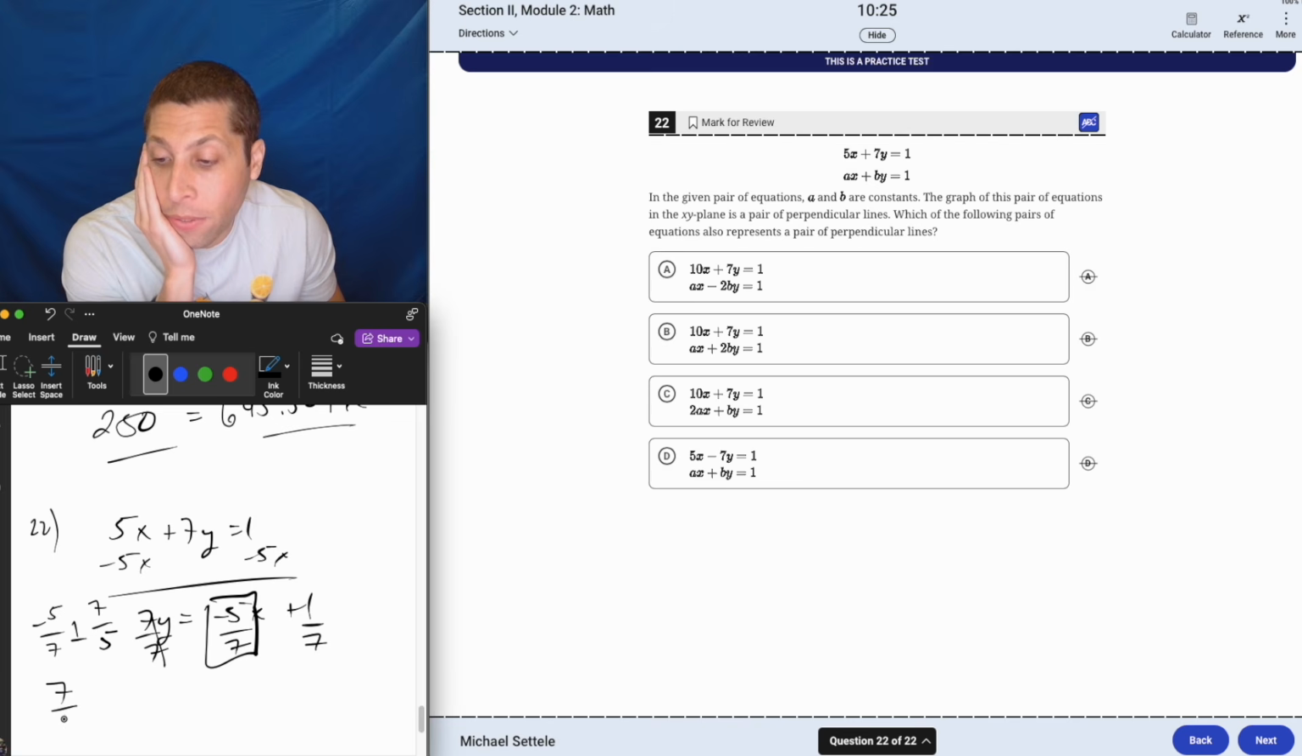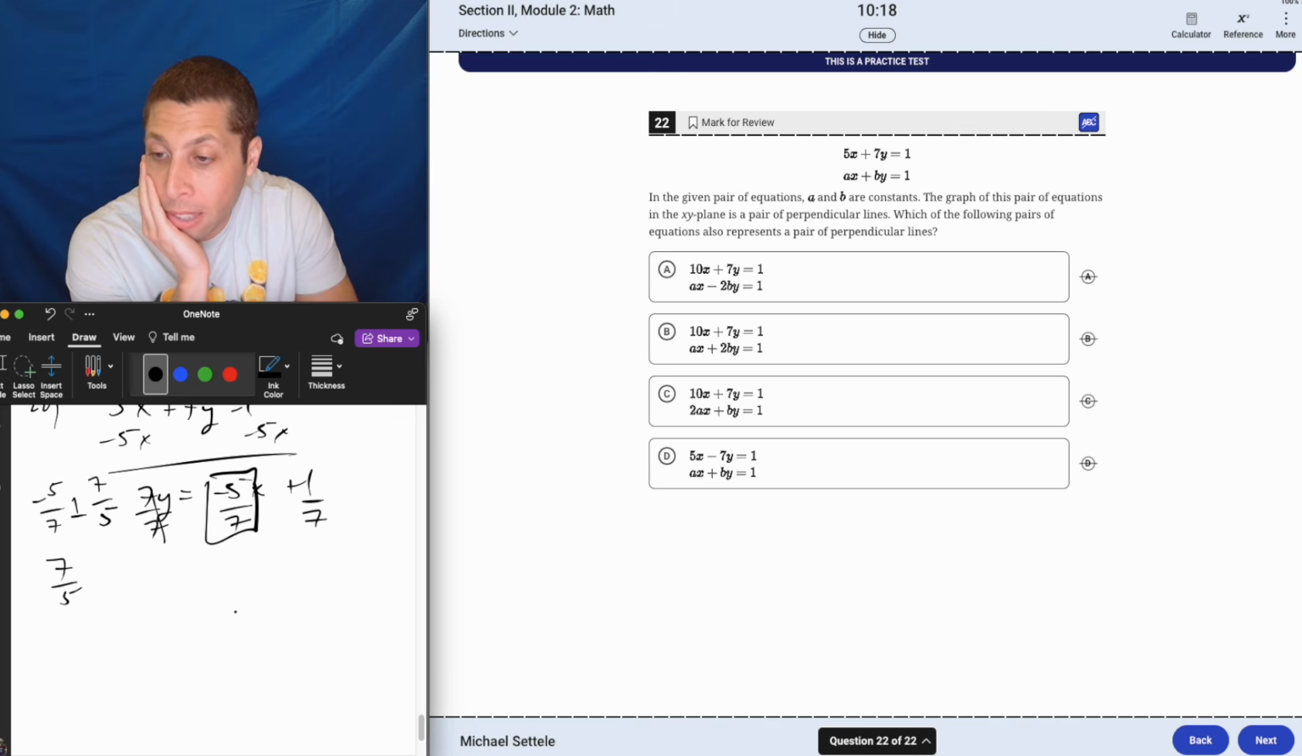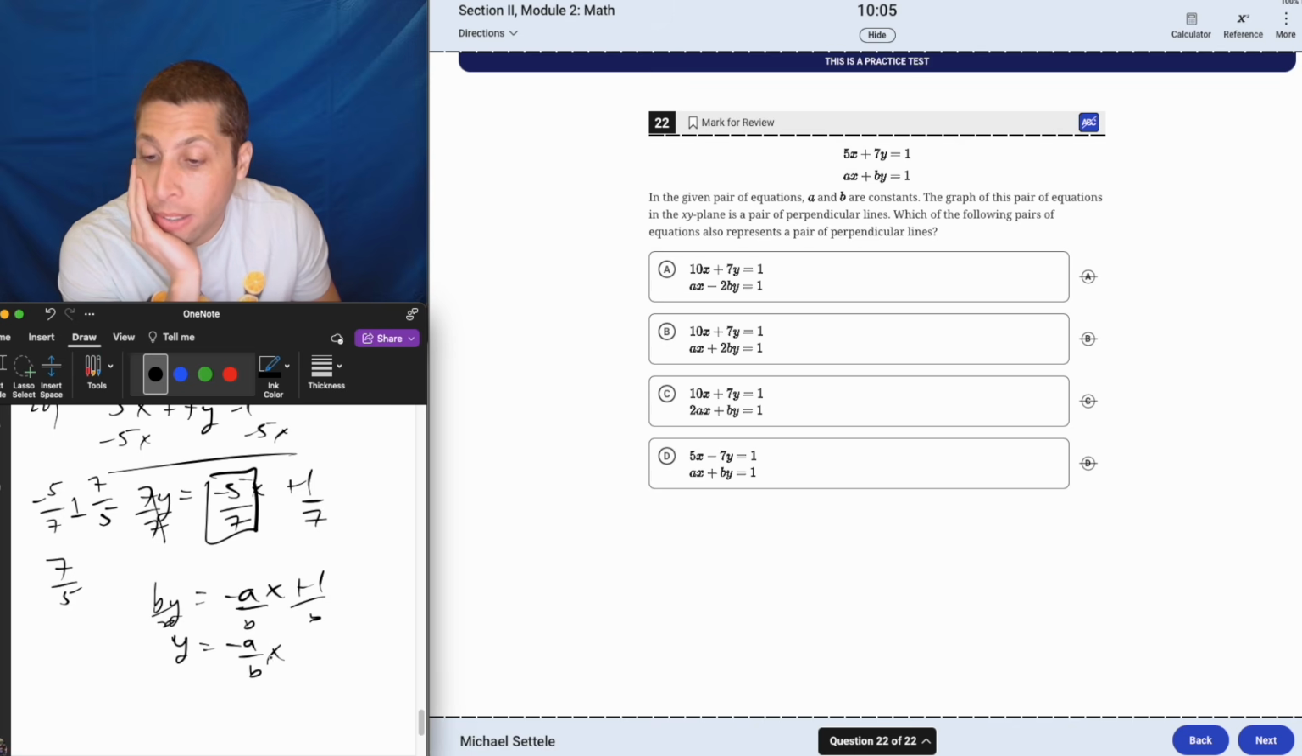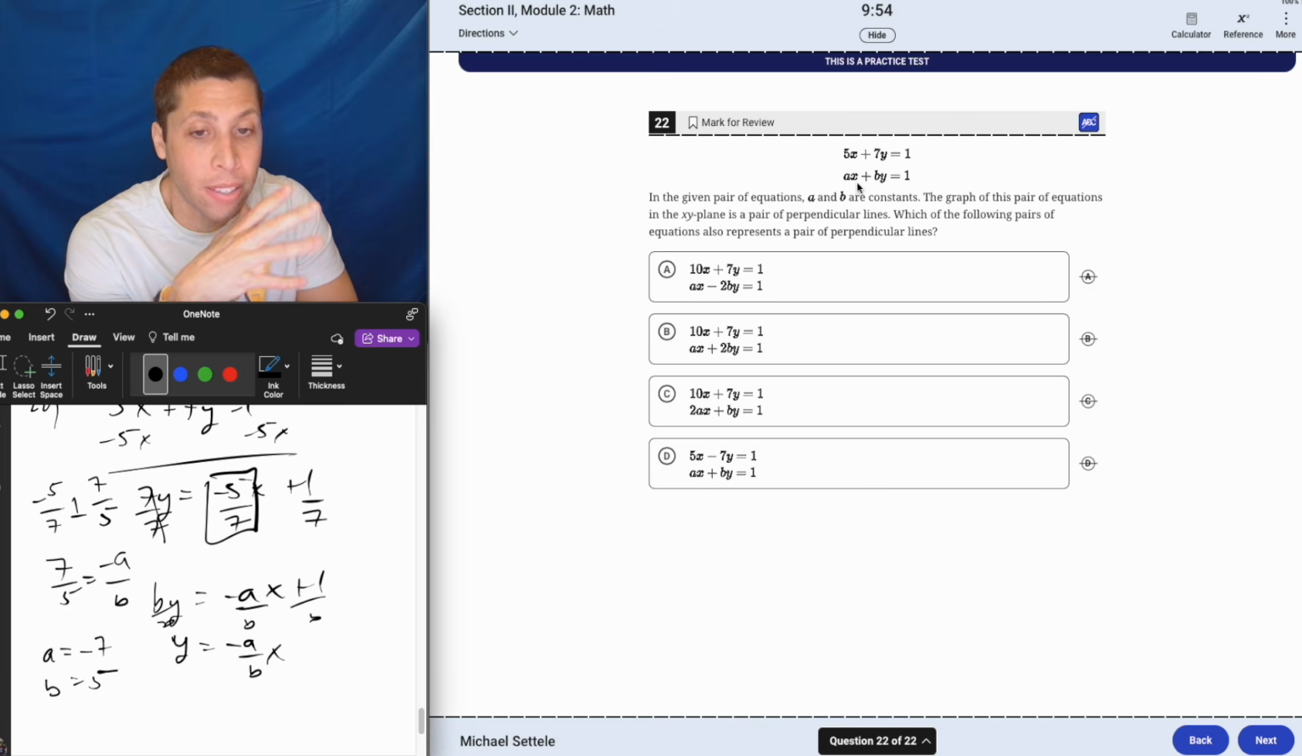7/5. So 7/5 is, I should rearrange the other one. That's the slope I care about. And this would be by equals negative ax plus 1. So y divided by b, divided by b, divided by b is equal to negative a over b plus this other thing. I care about this. So this is equal to negative a over b. So let's say a is negative 7 and b is 5. Right? So that's confusing because they're adding a negative and yet it's not there and all that stuff.